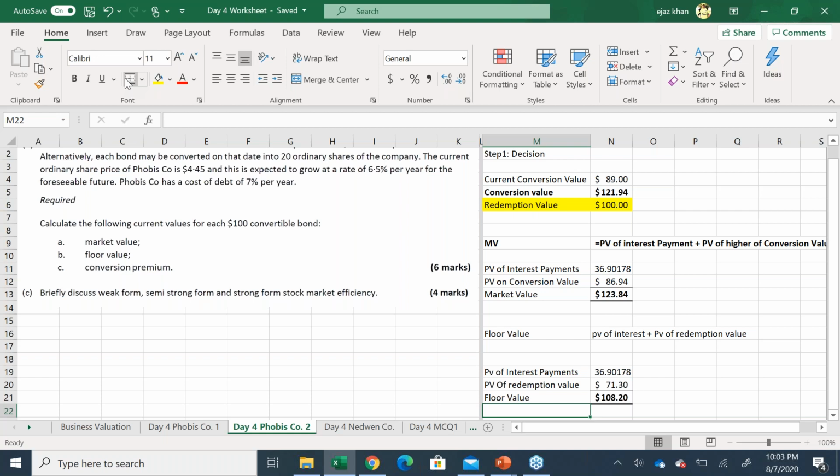Sir, there are 100 convertible loan notes. Each one has to be. We don't care about how many loan notes are there. We just need to find out for each $100 convertible note. So we have to do calculation for one bond only.